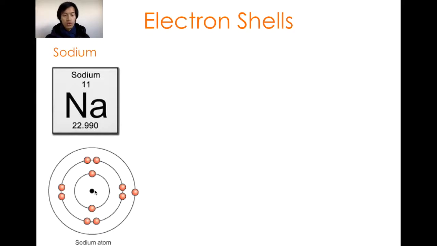It will also have 11 electrons, and that's what we're going to try and draw. It actually has 2 in the first shell, it will have 8 in the second shell, and then it has 1 in the third shell. 2, 8, 1. This little diagram here is the electron shell structure, okay?